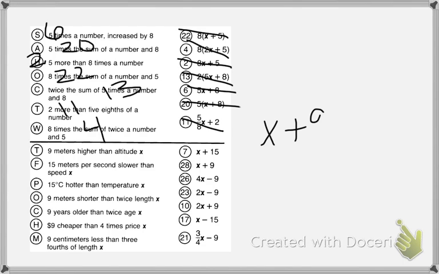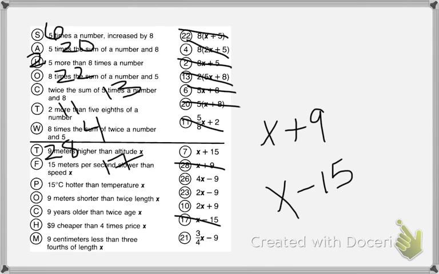9 meters higher than the altitude X. Here's 9 meters higher than the altitude X. So it'd be X plus 9. That would be 28. 15 meters per second slower than speed X. 15 slower is all I'm hearing. 15 slower than X. That would be 17.